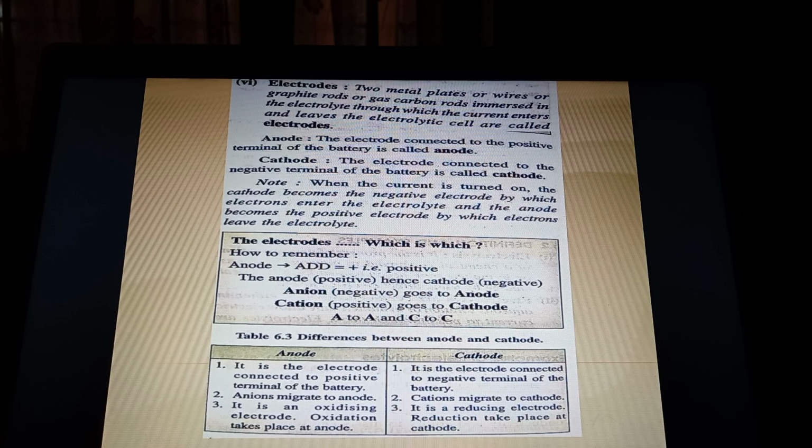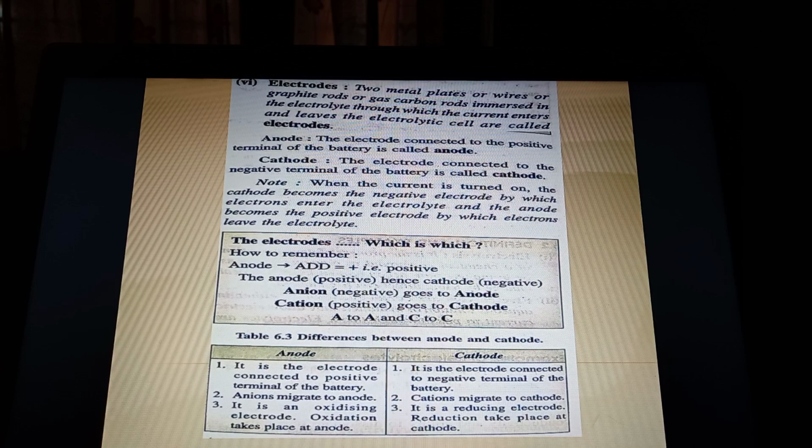That is, anion goes to anode and cation goes to cathode. Now this table 6.3, the difference between anode and cathode. Anode is the electrode that is connected to the positive terminal of the battery. Underline, cathode is the electrode that is connected to the negative terminal of the battery.